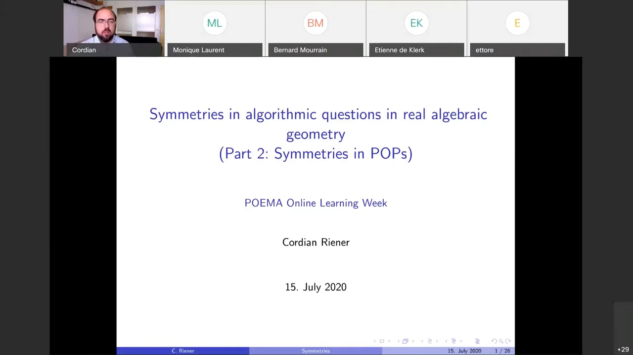So today I want to continue to some extent what we started last time. There will be a minimal overlap maybe, but it should give a new perspective on the question of how to deal with symmetries and algorithmic questions in real algebraic geometry. And today I will focus on polynomial optimization, POPs.